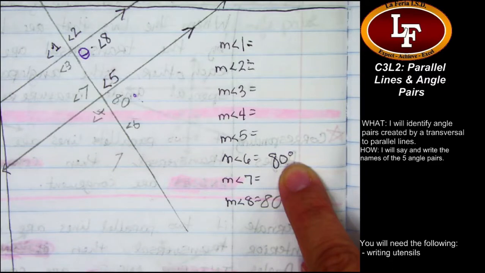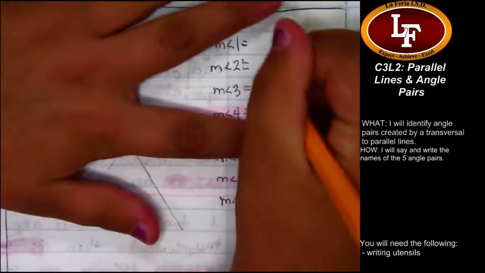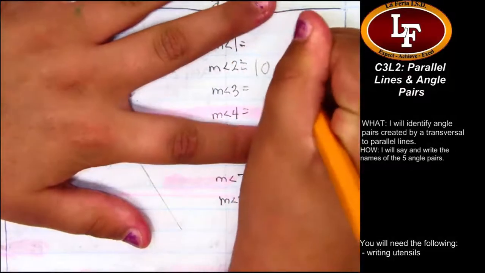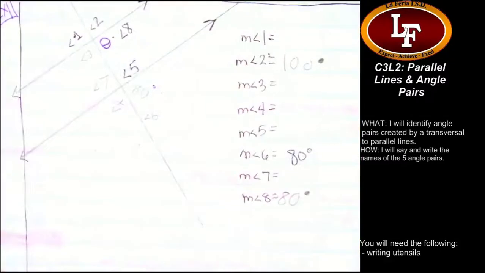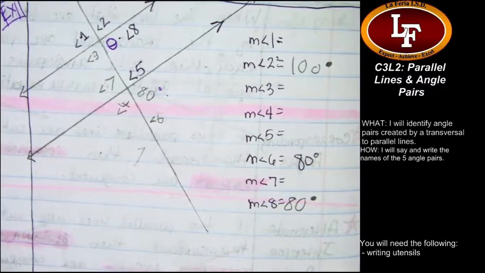Counting by tens. 10 more tens, which is how many? 100. So the measure of angle 2 must be 100 degrees. 100 degrees. And that's what you'll do in order to fill out the rest of these angle measures.